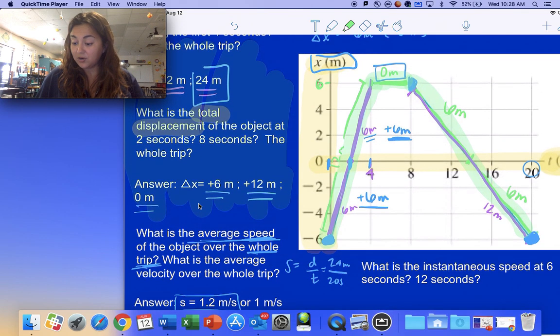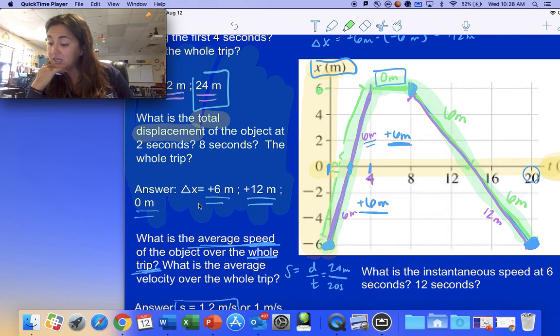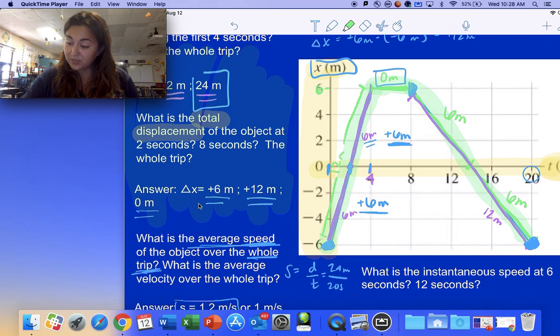And then second part of the question asks, what is the average velocity over the whole trip? So the average velocity is displacement divided by time.